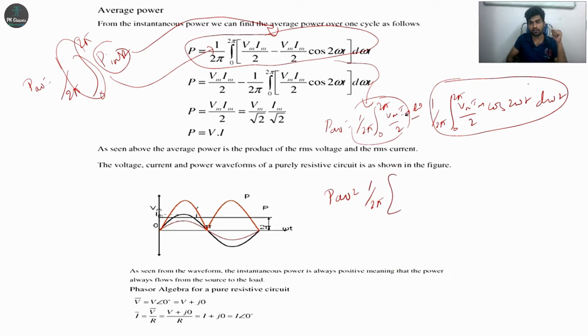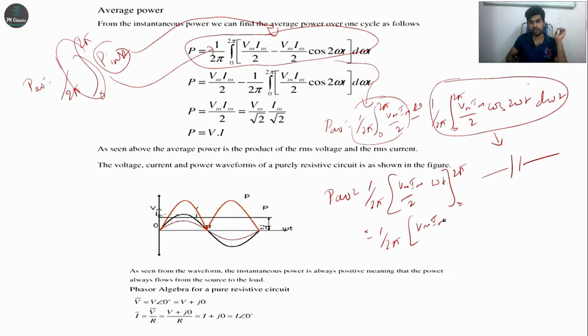So P average is equal to 1 by 2 pi. So Vm Im by 2 with respect to d omega t is a constant term. You will get Vm Im by 2 same as it is, omega t, 0 to 2 pi. This part as it is. So 1 by 2 pi, this one Vm Im by 2 into 2 pi minus Vm Im by 2 into 0. This part becomes 0. Only you will get this part, right? So finally we get P average is equal to 1 by 2 pi, 2 pi, this 2 pi cancel.